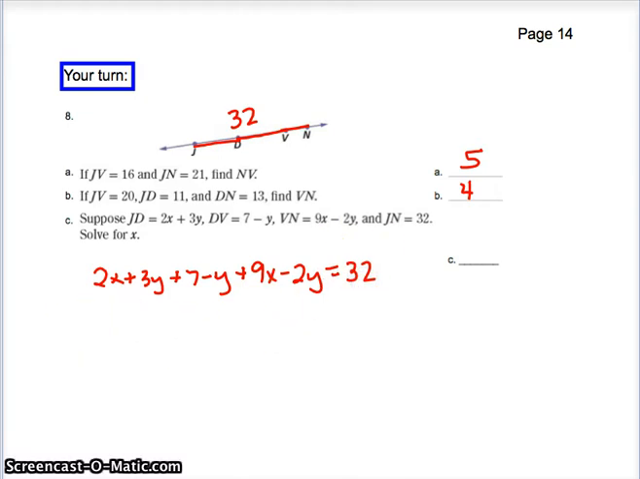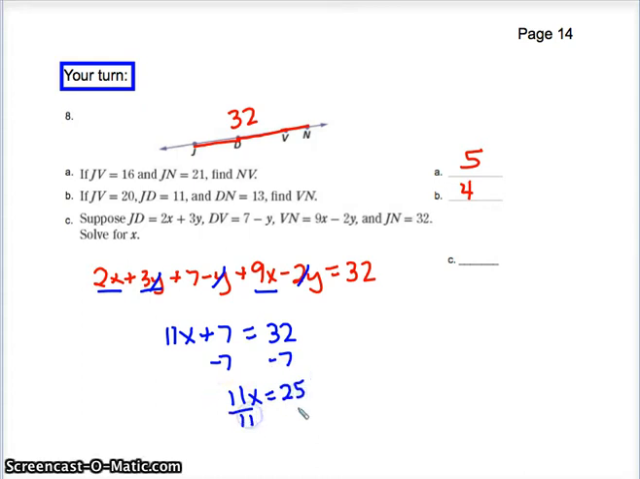Now when I combine my like terms, 2x and 9x leaves me with 11x. I've got 3y minus a y gives me 2y, and I take away another 2y. Boom, all these y's are now gone, and I'm left with a 7. So 11x plus 7 equals 32. Go ahead and subtract 7 from both sides, and 11x equals 25, and you divide both sides by 11, and you are going to get a decimal, and that's okay. We find that x is approximately 2.3.